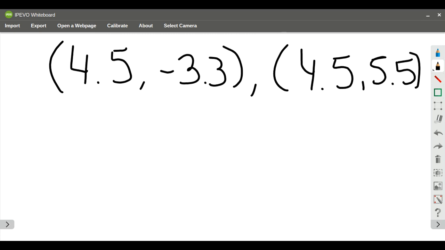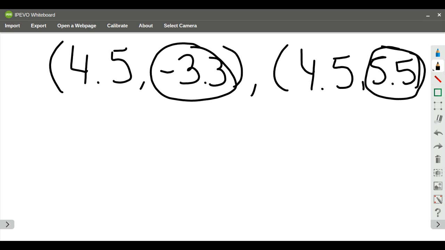Next, we're going to take a look at 4.5, -3 and 3/10, and 4.5 and 5 and 5/10. So identify the coordinates that are going to be different. I'm going to circle them so I don't make the mistake that I did in the last problem. These are the two values that I'm working with. Because the x coordinates are the same, I don't do anything with them. They're going to be on the same line within my coordinate grid.